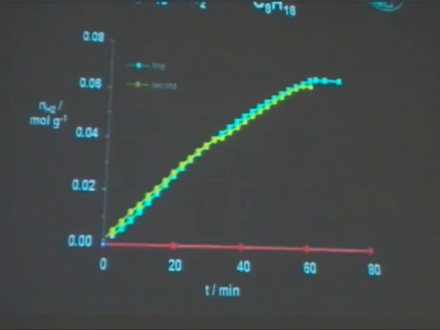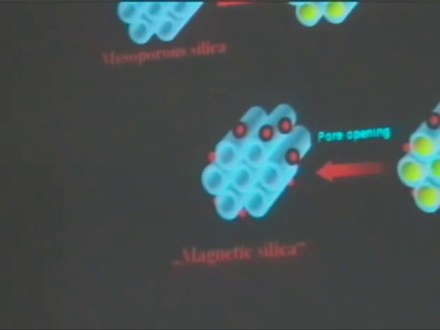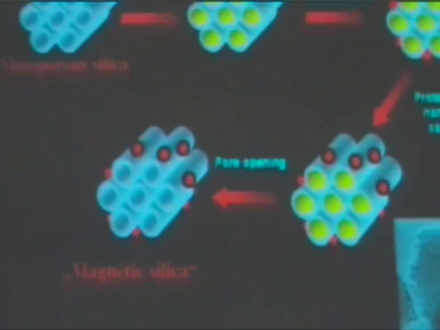We can do the very same thing for silica. I don't want to go into details. You protect the pores of the silica by a polymer, which you can later on decompose, deposit cobalt on the outside, protect the cobalt, decompose the polymer again to make the pore system accessible, and then you have a magnetic silica. It's in principle the very same process.